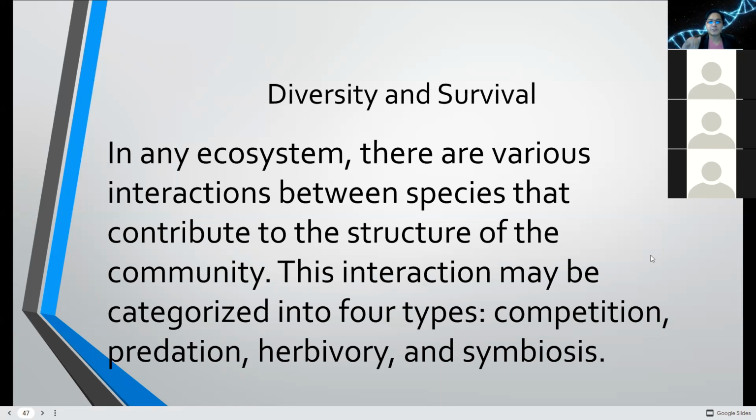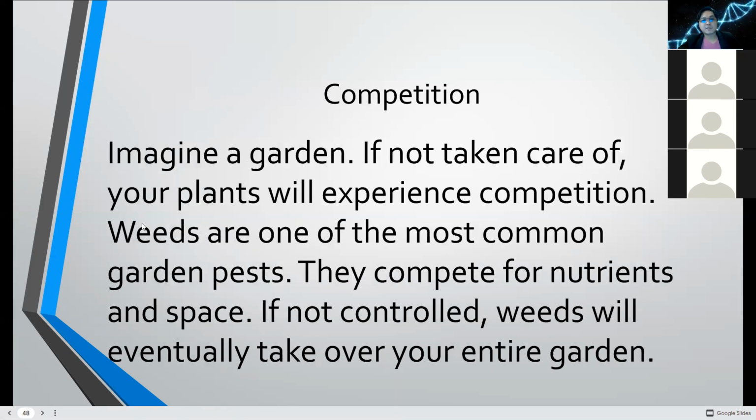We have competition, predation, herbivory, and symbiosis. Again, four interactions in an ecosystem. We have competition, predation, herbivory, and symbiosis or symbiotic relationship. Let's tackle first competition. Okay, imagine a garden.